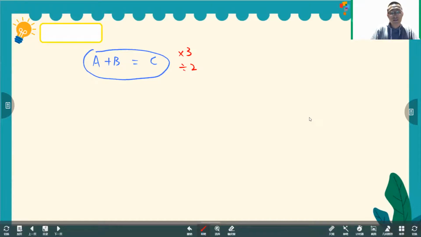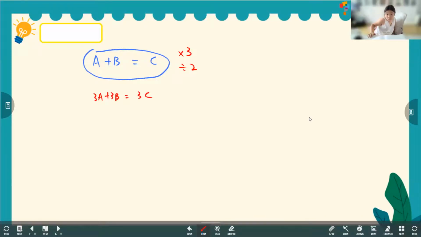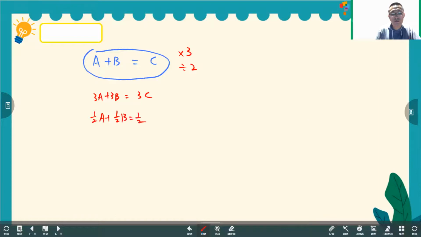So that means if I times 3 to all the terms inside this equation, so 3a plus 3b equals to 3c, then this equation is basically the same thing. Yeah, nice. Okay, good job. Happy to see everyone is happy. And then if I reduce this equation by 2, say a half a plus a half b equals to a half c, then it's still the same thing. Yeah. So keeping that in mind, good job, everyone.